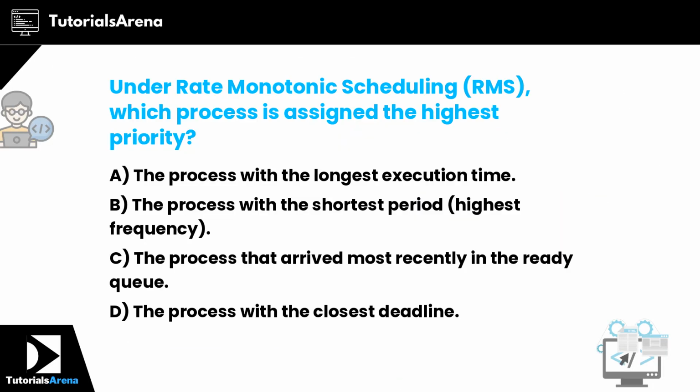Under rate monotonic scheduling, RMS, which process is assigned the highest priority? The correct answer is option B. The process with the shortest period, highest frequency.